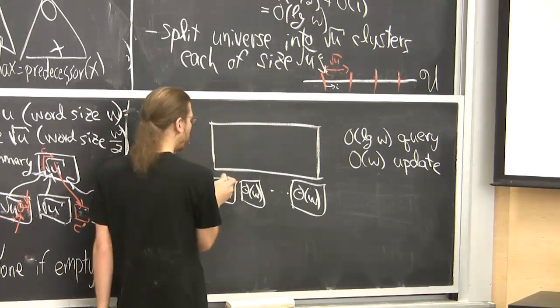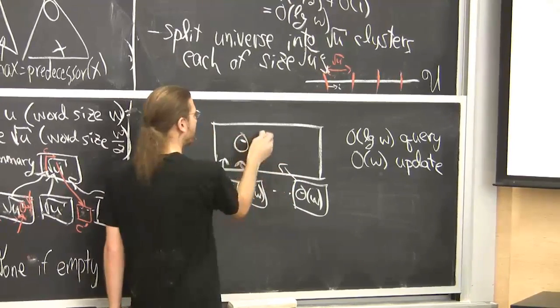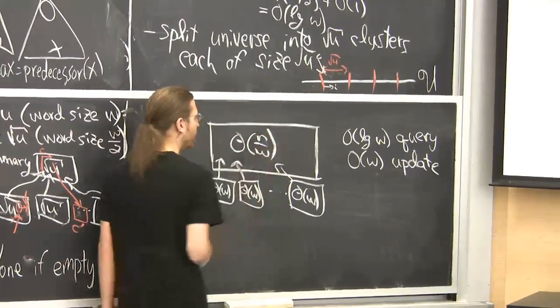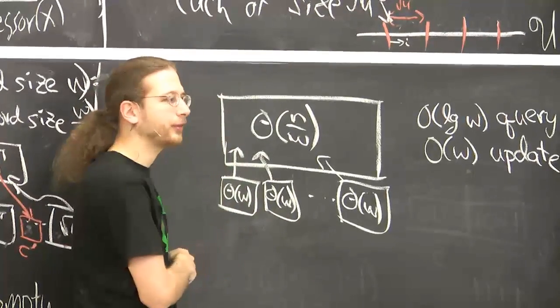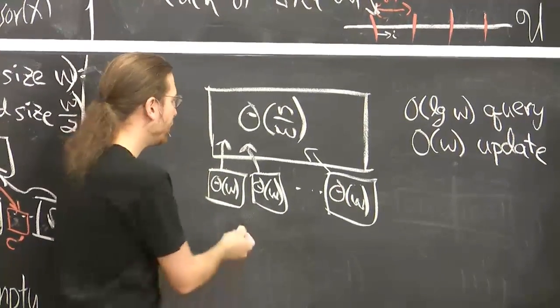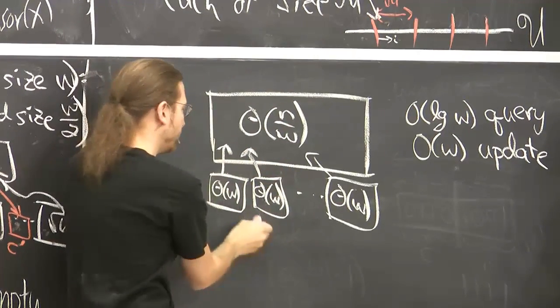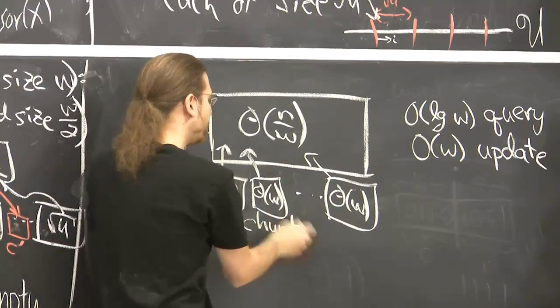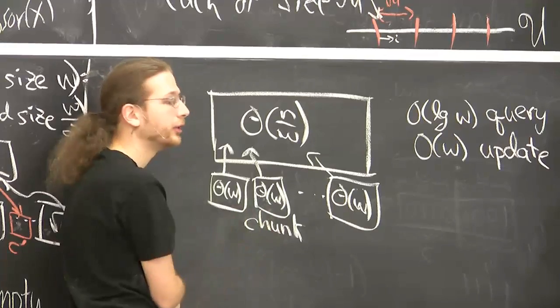And then only one item from here gets promoted into the top structure. We only end up having n over W items up here, and about 1 over W as many updates. If I want to do an insertion, I do a search here to figure out which of these little chunks it belongs in. I do an insert there.